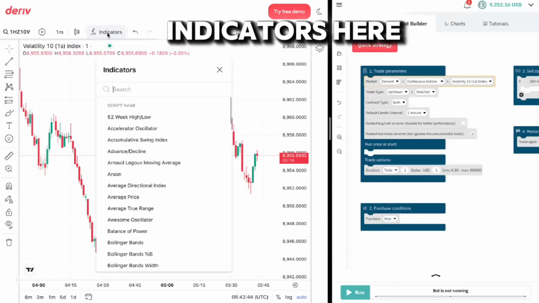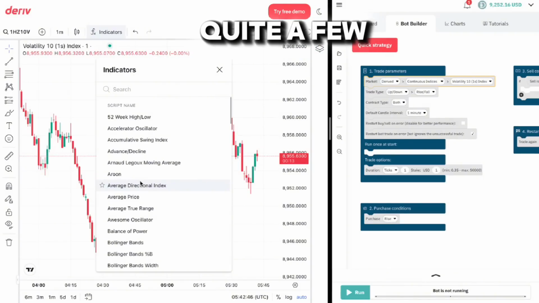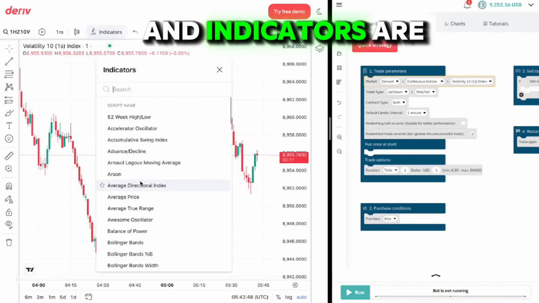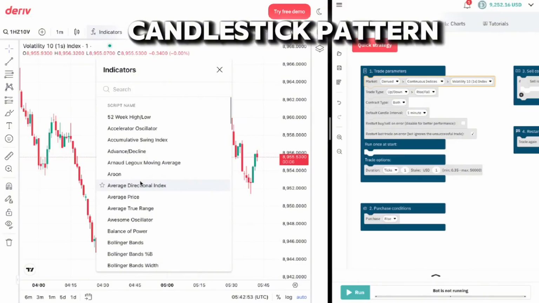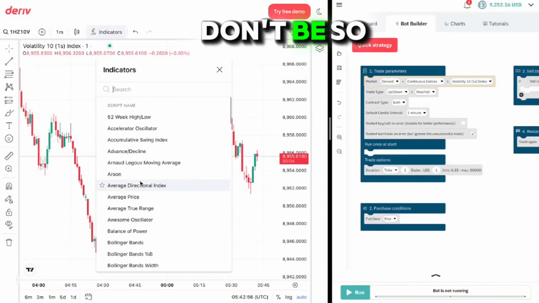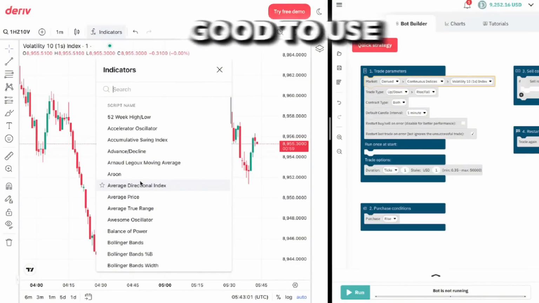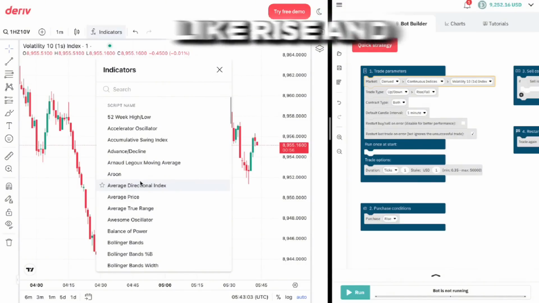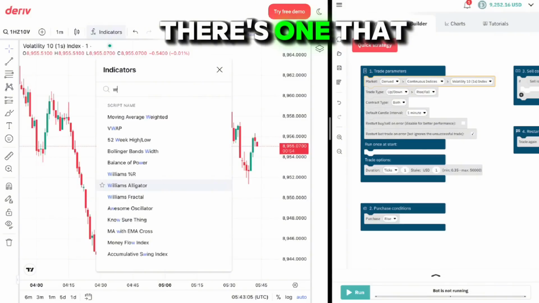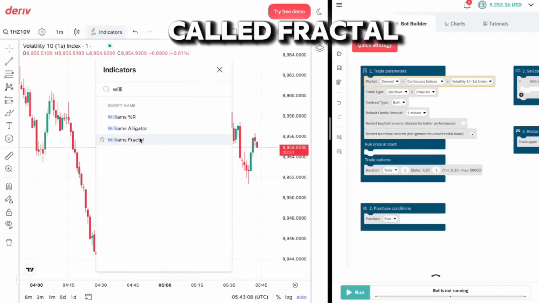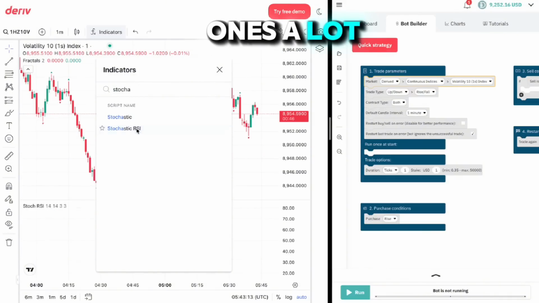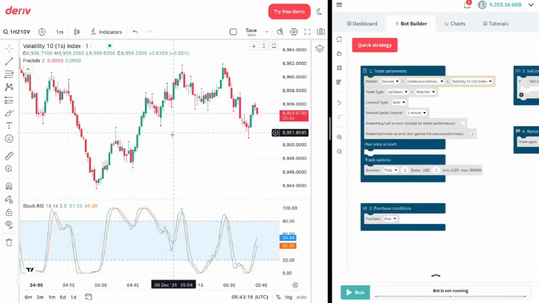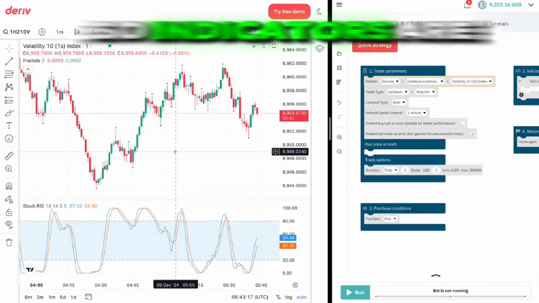So we have indicators here. There are quite a few, and indicators are sometimes laggy. That's why I recommend you understand the candlestick pattern itself. Don't be so focused on the indicators. But if you need a few indicators that are good to use, especially on markets like rise and fall, there's one that I use a lot called fractal. And I also use stochastic ones a lot, like RSI. So indicators are a bit laggy.